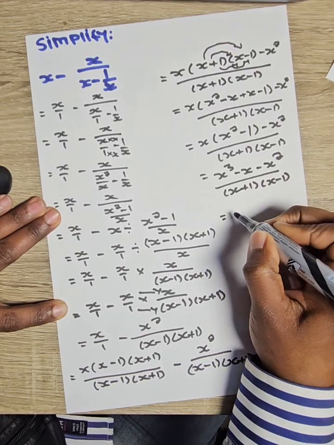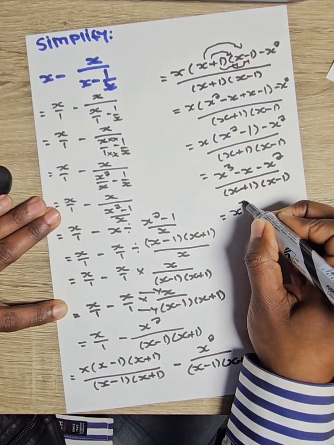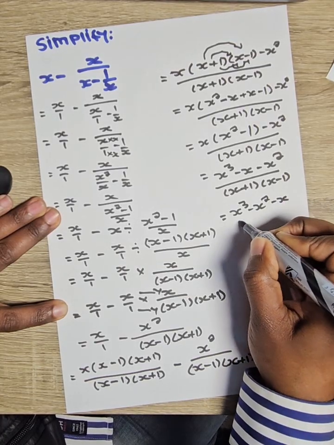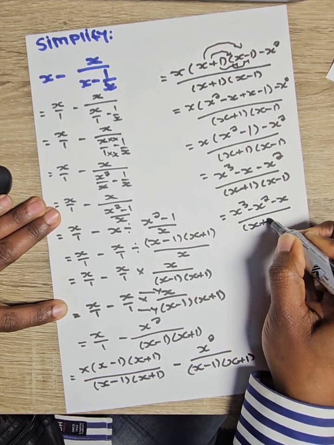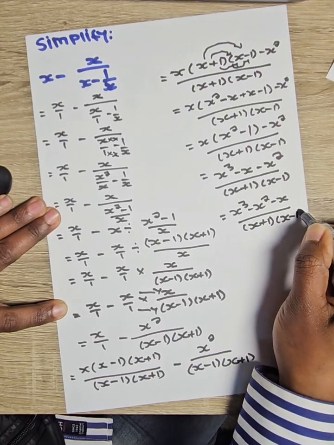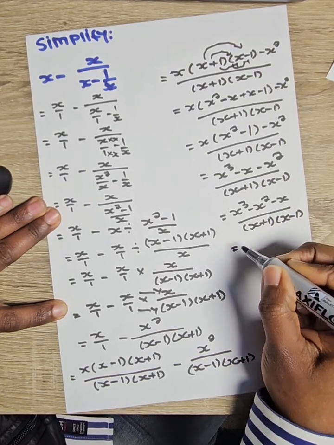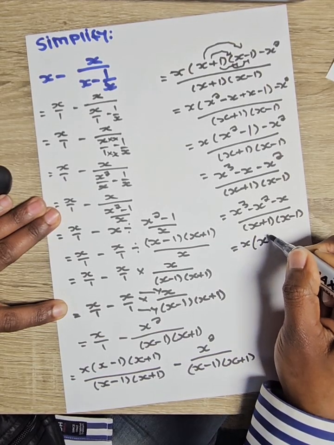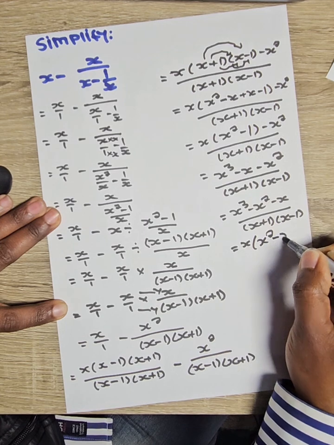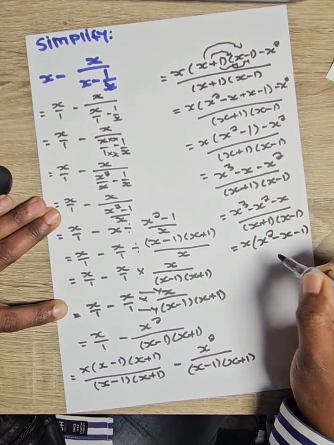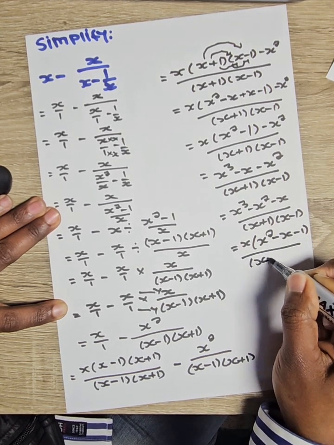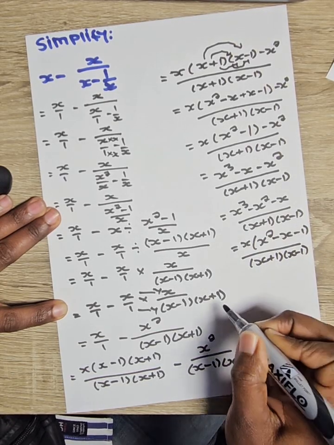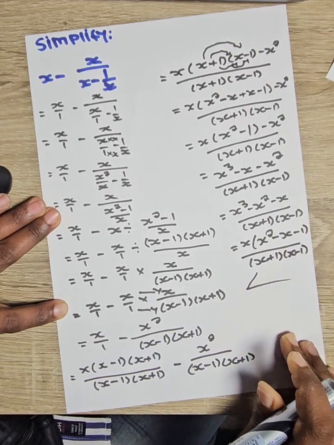Now write in the standard way. On top, x cubed minus x squared minus x over x plus 1 times x minus 1. Simplify on top by taking out the highest common factor, which is x. And then this equals x squared minus x minus 1 over the bracket of x plus 1 times the bracket of x minus 1. Then you are done. Hope it's going to help you a lot.